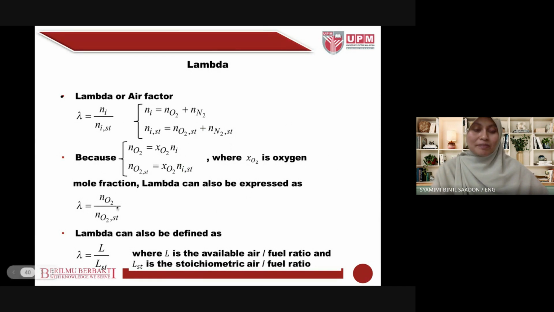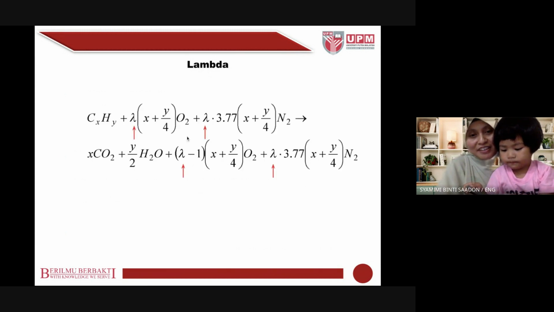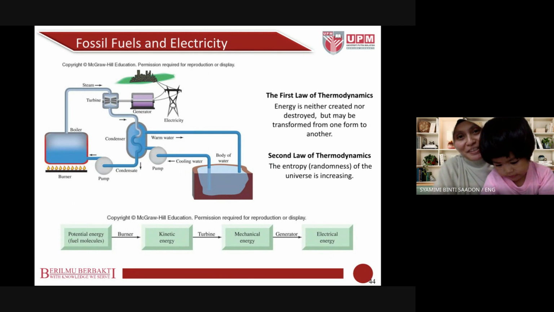Lambda is the number of moles of, for example, the oxygen that we use over the number of moles of the oxygen at stoichiometric level. So this lambda can be inserted in the chemical reaction just now. You will see it shortly next week if we need it. We just get the chemical equation complicated.